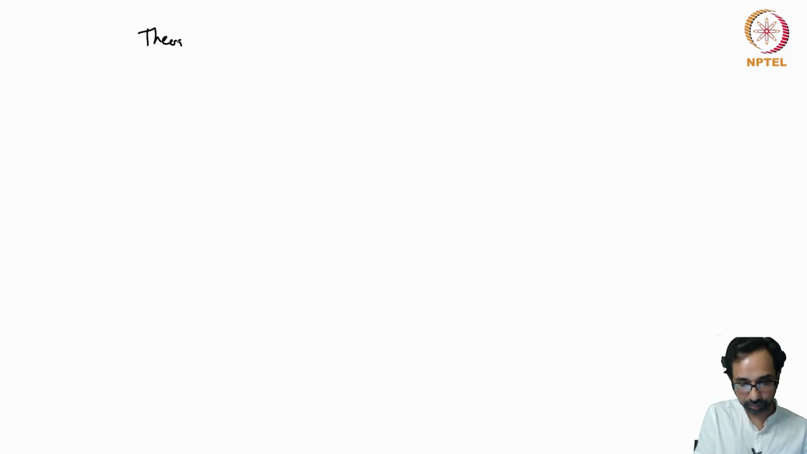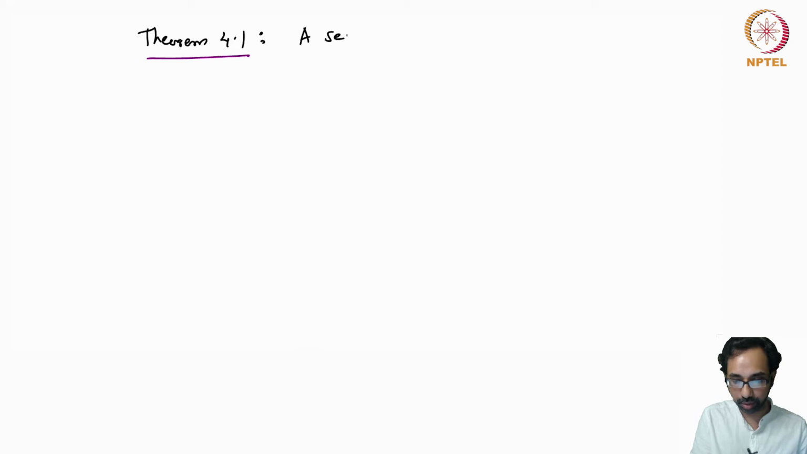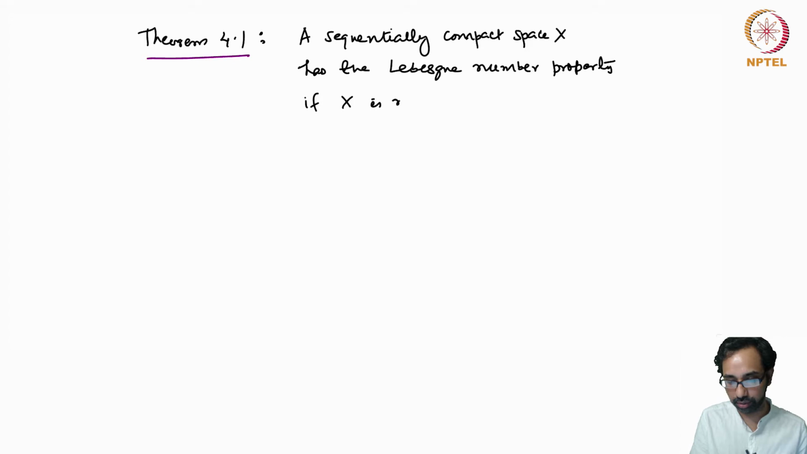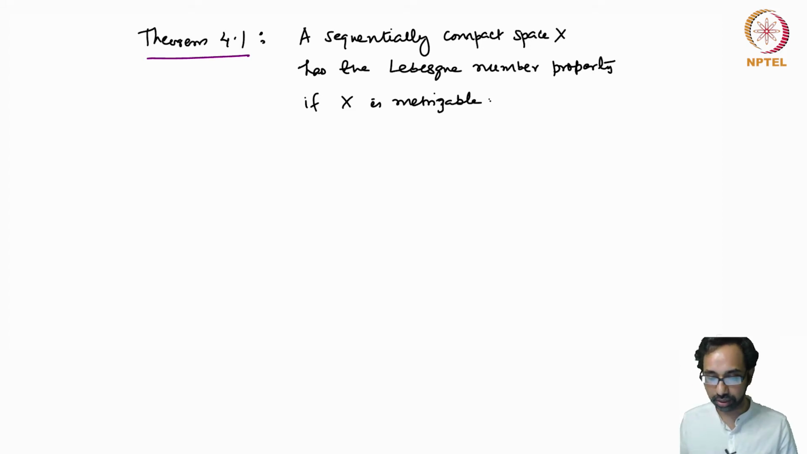So our first theorem will be that a sequentially compact space X has the Lebesgue number property if X is metrizable. So we restrict our attention to metrizable spaces or metric spaces if you want, and we will show that any sequentially compact metric space has the Lebesgue number property.